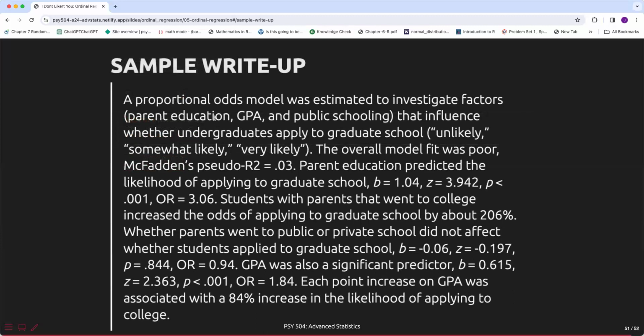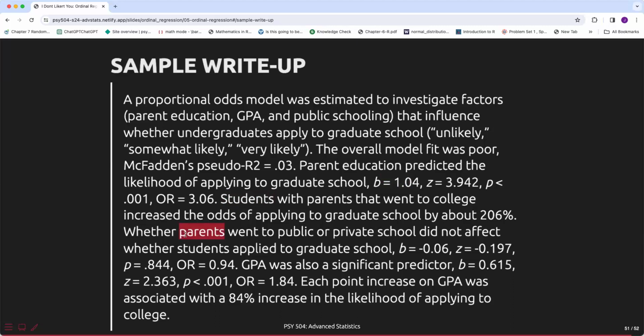What I have here is just a sample write-up. So how we might go about writing up this ordinal regression model. So I say a proportional odds model was estimated to investigate whether parent education, GPA, and public schooling influence whether undergrads apply to grad school. So the overall model fit was poor. I said parent education predicted the likelihood of applying to grad school. I have my log odds here, and then I also have my odds ratio. And students with parents that went to college increased the odds of applying to grad school by about 206%. Or we can say that increased the likelihood, or they're three times more likely to apply to grad school.